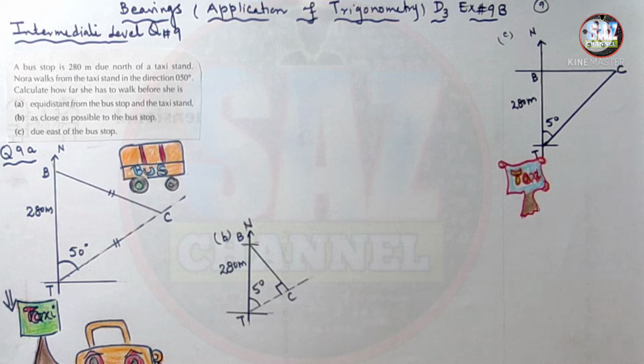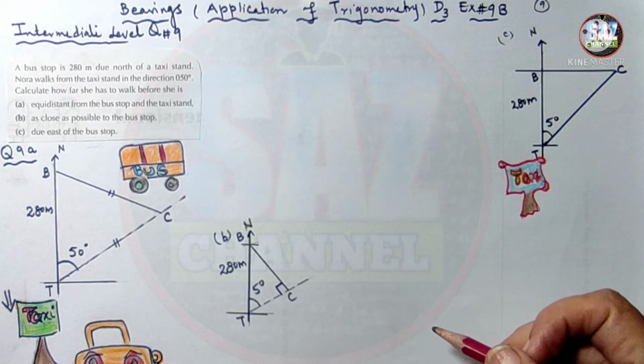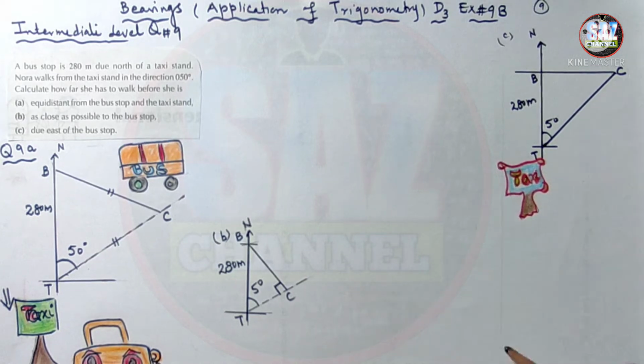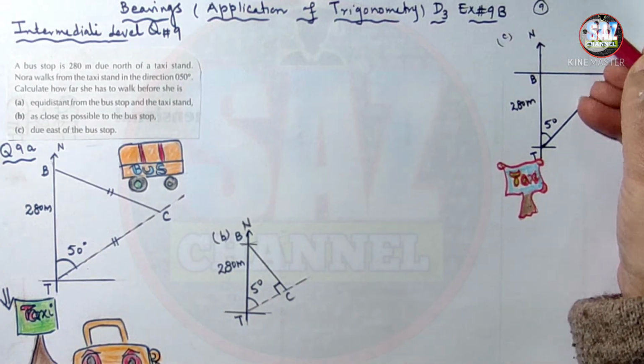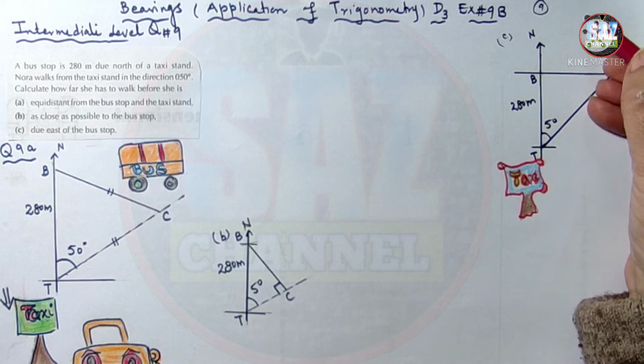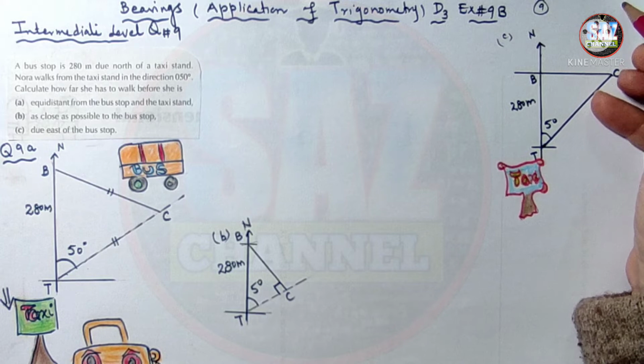This is my ninth lesson of D3 chapter number 9 exercise 9B, that is about bearings, and in this lesson students will be learning and discussing what bearings are and how to calculate the bearing of any point. Recall my previous lesson that for the calculation of bearing we have to keep the NTC rule in our mind. NTC, and what is NTC? Begin from the north, give your answer to three digits, and move in the clockwise direction.